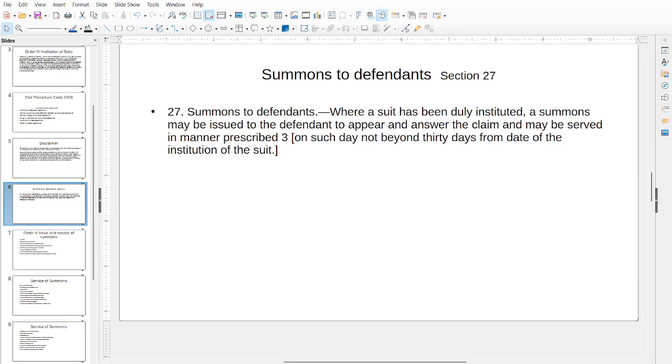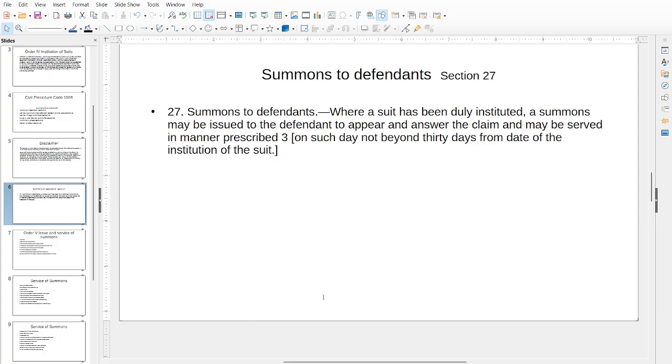Let us go through what exactly Section 27 is talking about. When a suit is properly filed in the court of law, the court may issue summons to the defendant, which is nothing but a notice saying that a case has been filed against him, requiring him to appear in the court and answer all the claims filed in the plaint. The summons should be served within 30 days from the date the suit is instituted.